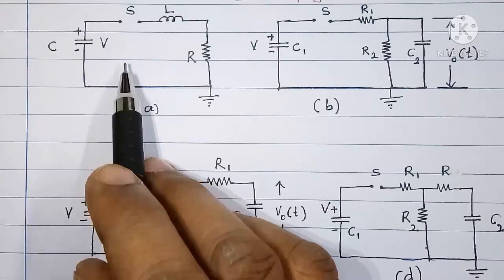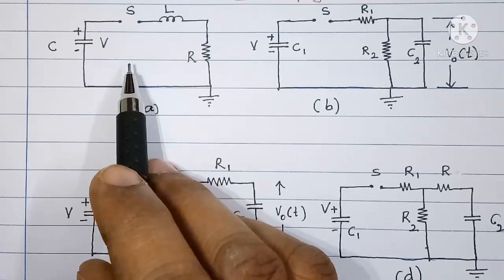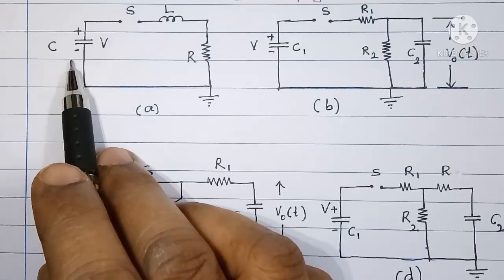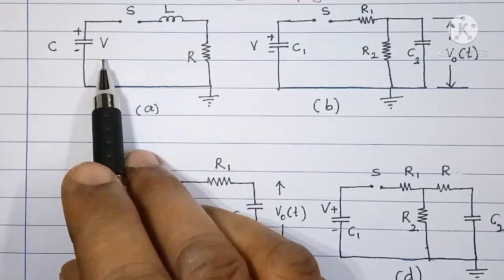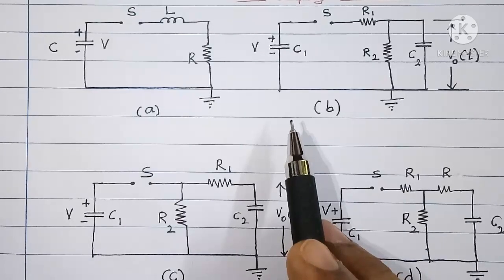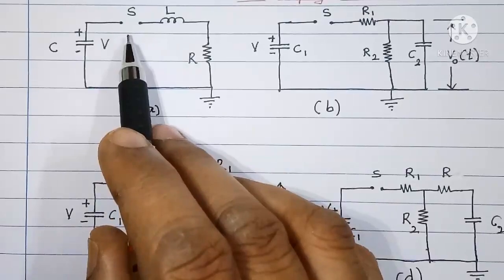To obtain impulse wave which is having two exponential parts in it, the initially charged capacitor C to a voltage of V is discharged into the wave shaping circuit by closing the switch S.